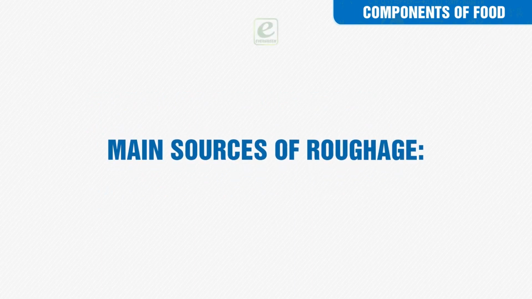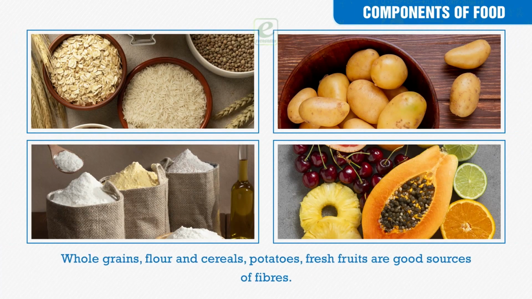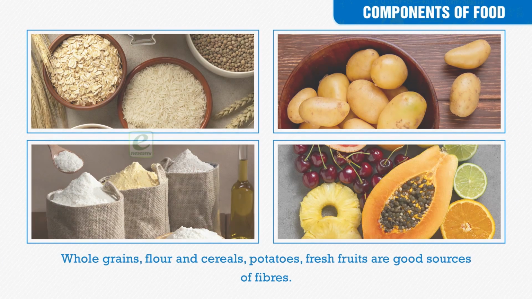Main sources of roughage. Whole grains, flour and cereals, potatoes, fresh fruits are a good source of fiber.